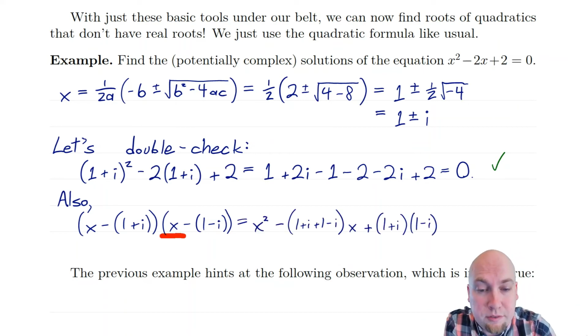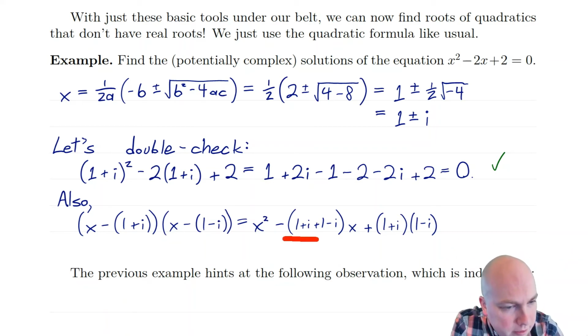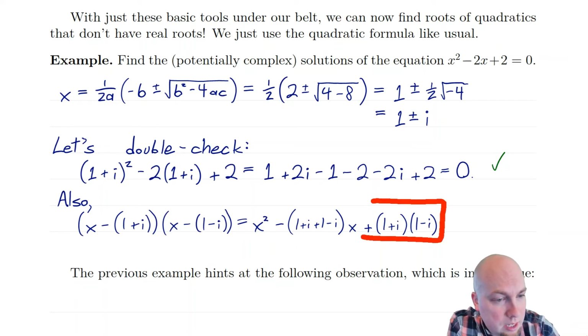You do first times first, that's x squared. And then the 2 cross terms are going to be x times minus 1 minus i, and then x times minus 1 plus i. So here's my cross term: it's a minus sign in front of both, and then I add up the coefficients. And then the last term is going to be last times last. So that's what I've got over here.